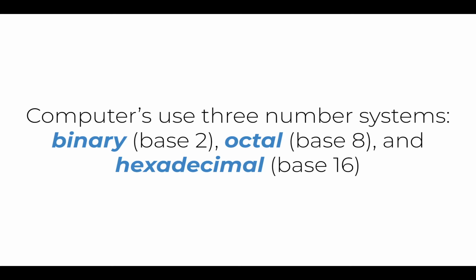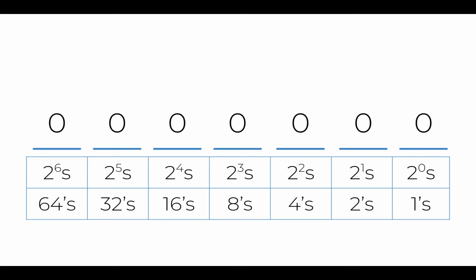Alright, so that's enough on number systems in general. Computers specifically, and this is what you'll see in ACSL, use 3 number systems: binary or base 2, octal or base 8, and hexadecimal or base 16. So let's take a look at some binary here. This would be a binary number that has 7 places, and we can see what each place represents. We have 2 to the 0, 2 to the 1, 2 to the 2, 2 to the 3, etc. And so this first one would be the 1's place, this would be the 2's place, the 4's place, 8's place, 16's place, 32's place, and 64's place.